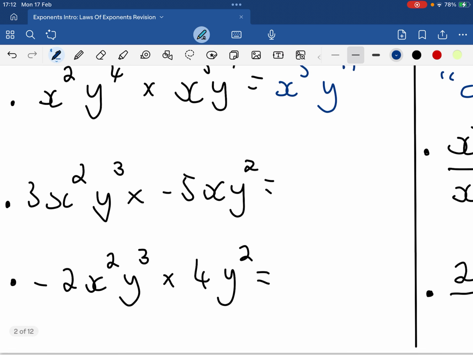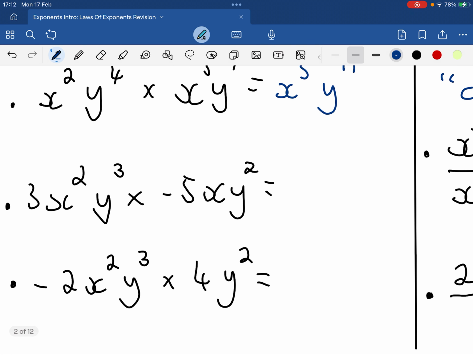If you had 3x squared y cubed times negative 5xy squared, well, 3 times negative 5 is negative 15. But what's x squared times x? Remember, x has a silent 1, so this is the same base multiplying one another. So you keep one base, you add the exponents 2 plus 1 to give you 3. This now is y to the 5.